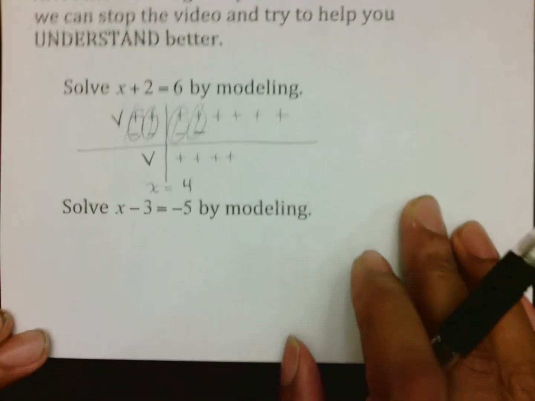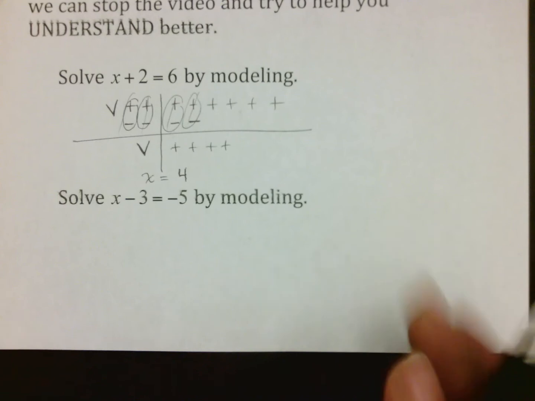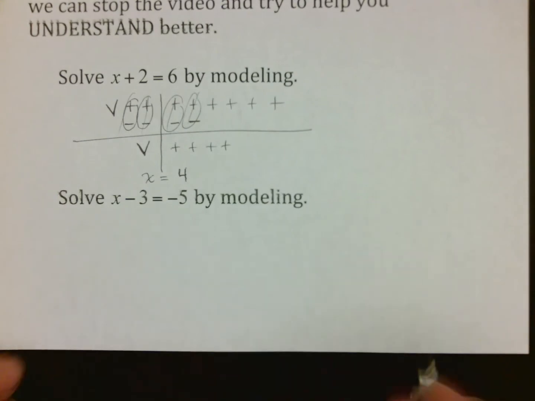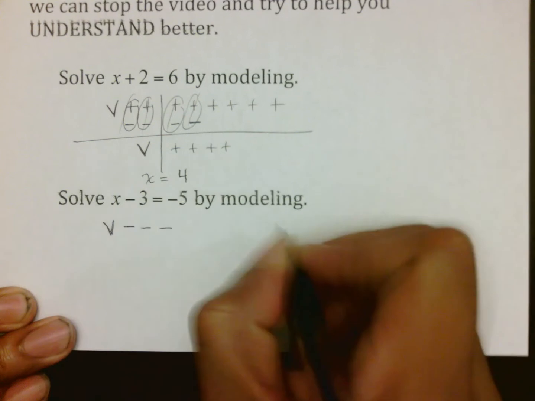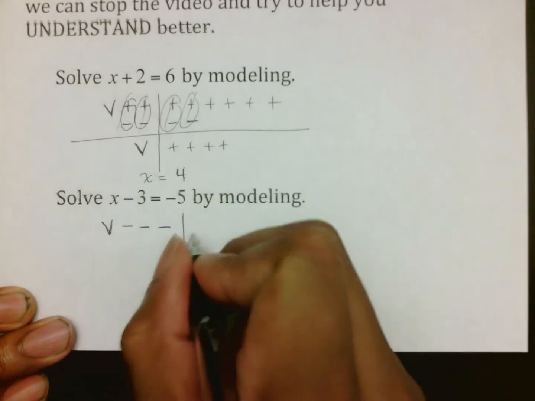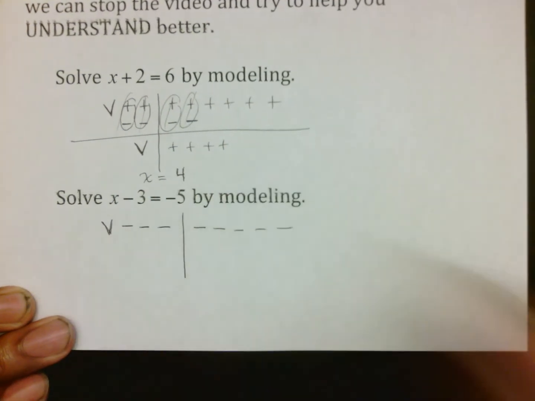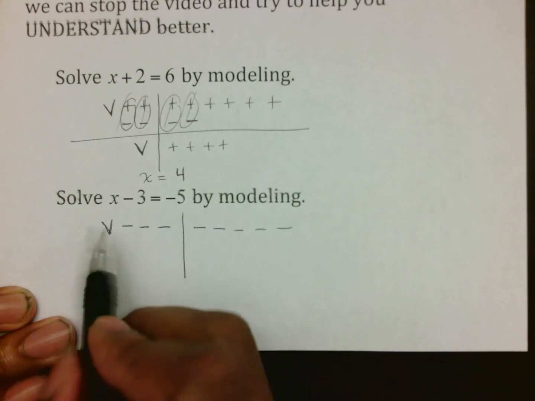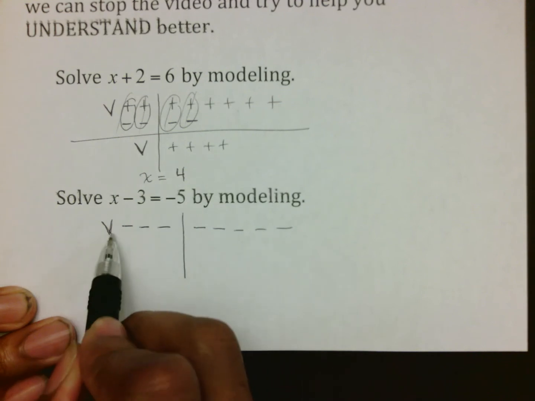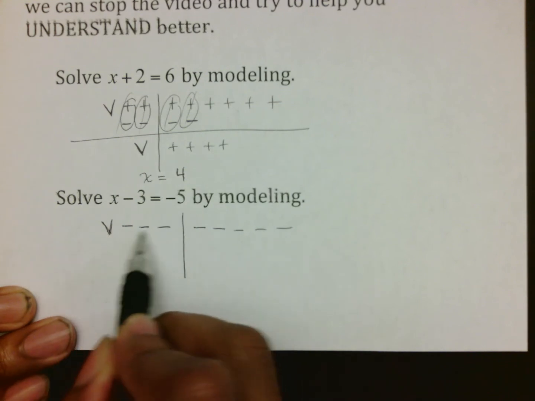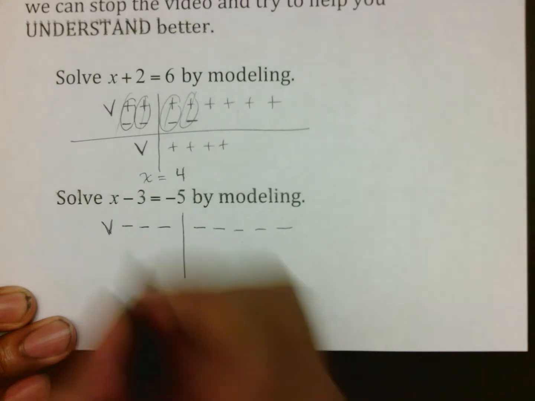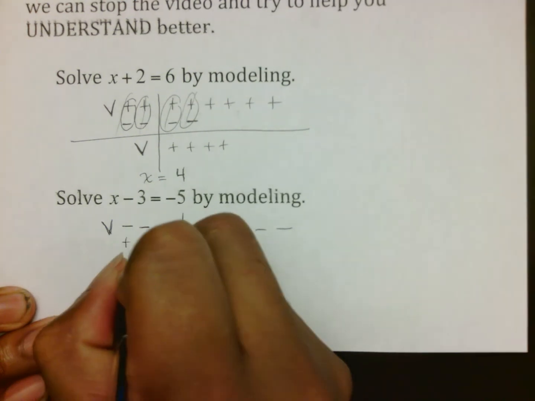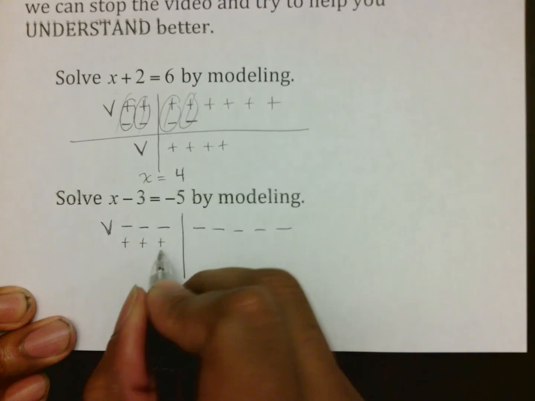Again, raise your hand if there are any questions on that so we can help you out. Solve x minus 3 equals negative 5 by modeling. First off, x minus 3 equals 1, 2, 3, 4, 5 negatives here. And again, our overall goal is to get the cup by itself. This cup is on the same side as 3 negatives. The way we're going to move those 3 negatives away from the cup is by adding the opposite to create zero pairs, which is 3 pluses.